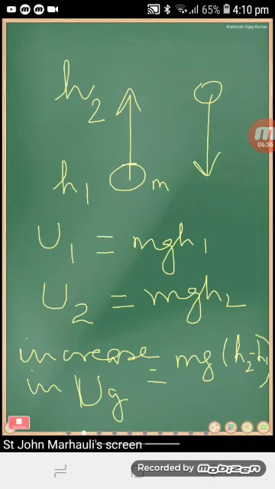Why increase? Because as the displacement increases, it has to do more work. We already know that displacement is directly proportional to the work done, and therefore from h1 to h2 the height from the ground is going to increase, and therefore the potential energy is going to increase.